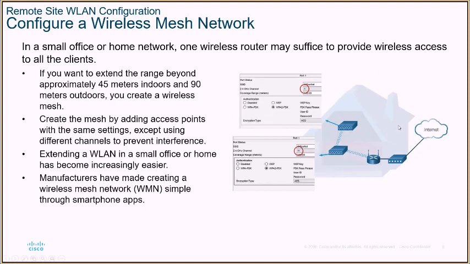Okay. Now, configuring a wireless mesh network. In a small office or home office, one wireless router may suffice to provide wireless access to all clients. If you want to extend the range beyond the approximately 45 meters indoors and 90 meters outdoors, you can create a wireless mesh. Basically, you add access points with the same settings, except using different channels to prevent interference. Extending a wireless LAN in a small office or home has become increasingly easy. Manufacturers have made creating a wireless mesh network simple through using smartphone apps.